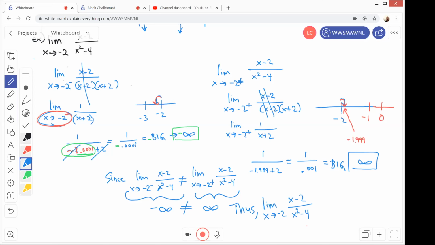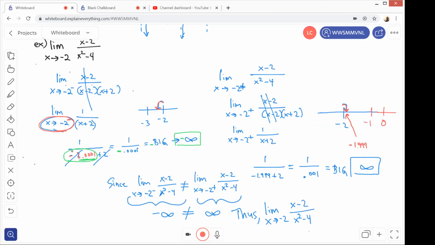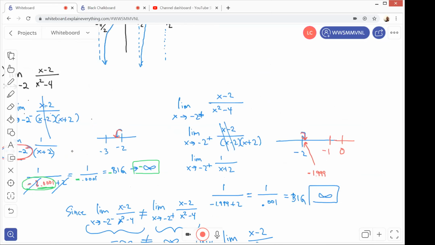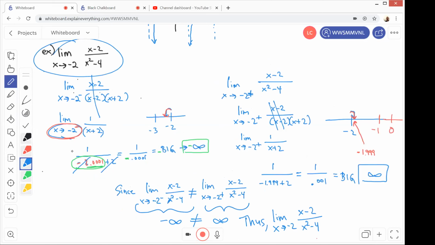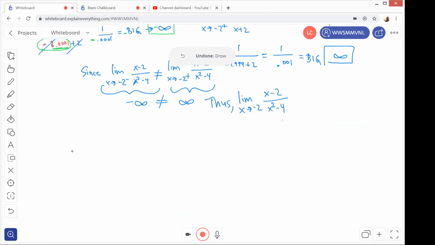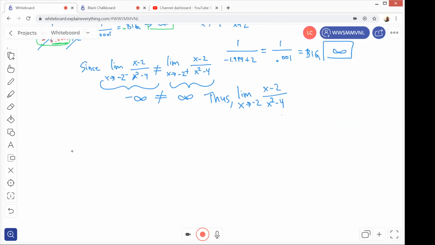In the original example, you could kind of see it right here, that we were approaching -2. We didn't say left or right. We just said approach -2. But because from the left side and the right side we're going to different values, the limit doesn't exist. Because the y value could be -infinity or +infinity. Therefore, the limit of that problem does not exist.